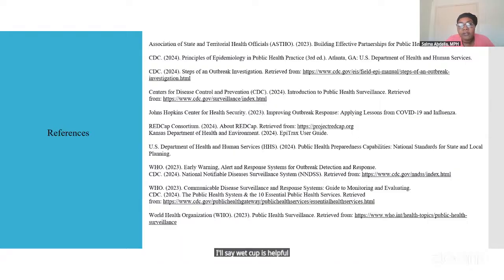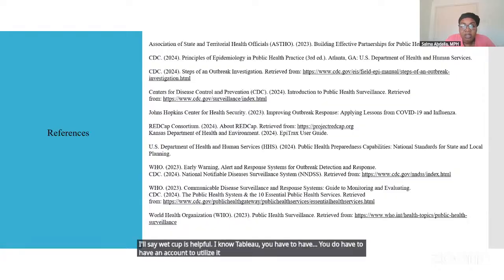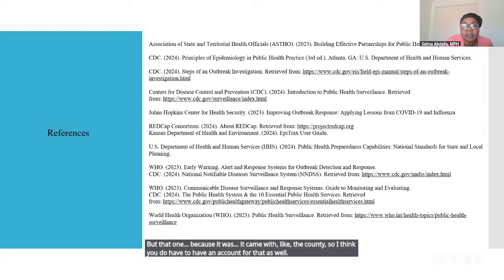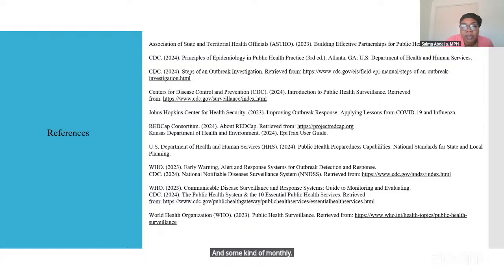I know Tableau, you do have to have an account to utilize it. I think you have to pay a monthly fee or maybe a yearly fee for it. Epitrax as well, but that one came with the county, so I think you do have to have an account for that as well, and some kind of monthly fee for that too.